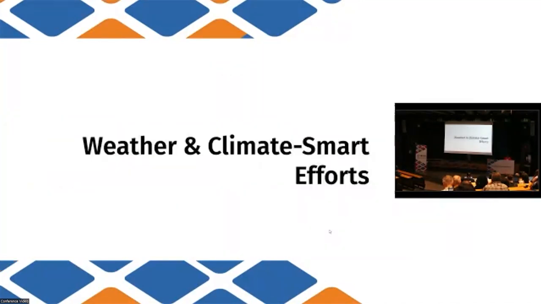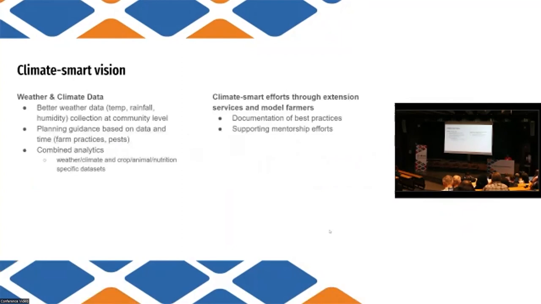So to start with the weather and climate efforts that we have started under NAMIS, we want to have better weather data collection at community level. That's our vision. Currently, we are just collecting rainfall data, but we want to go further and be able to collect other weather parameters, including temperature and humidity. Also, our vision is that the information we are collecting on weather and climate should guide us on farming practices, pest and disease management, and other resource allocations from national level to household level. And also we're looking at combined analytics, how we can link weather with crop and nutrition data sets, because I know that weather has a direct effect on crop, animal, and nutritional aspects.